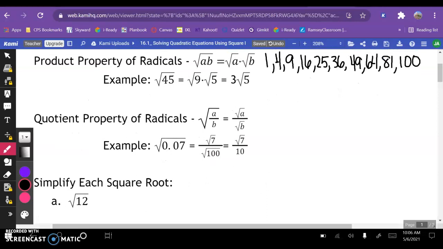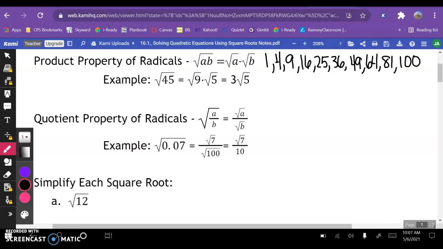The quotient property of radicals is very similar, except for now we have fractions. And so if we have 0.07, which is 7/100ths, we can turn that into a fraction with the square root of 7 over the square root of 100. We can't simplify down the square root of 7 anymore. 7 is a prime number, and it's not a perfect square. But the square root of 100 is actually 10, so we can have square root of 7 over 10.